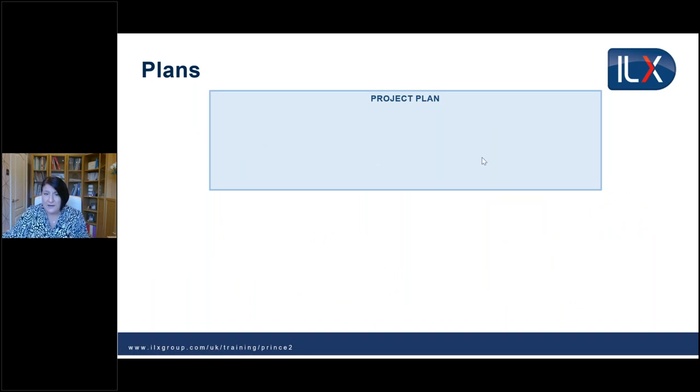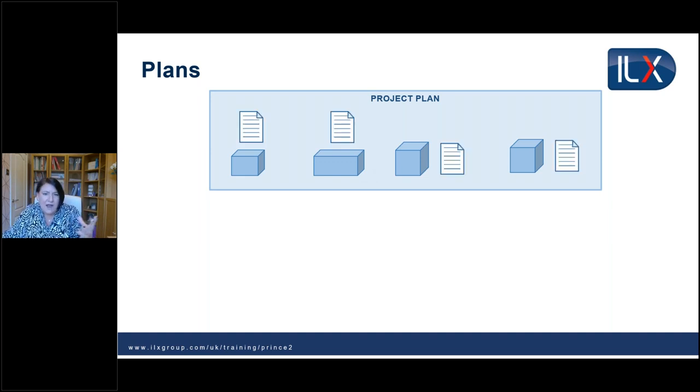create the project plan. Now, the project plan is the high-level view of everything that we're going to do on the project. We're identifying what the major products are, and we're writing product descriptions. We're also thinking about the estimates for the timescales and costings, which will give us an overall time and cost for delivering the project. Now, once we put the project plan together, we can also think about, do we need to break this down into smaller stages for it to be more manageable?